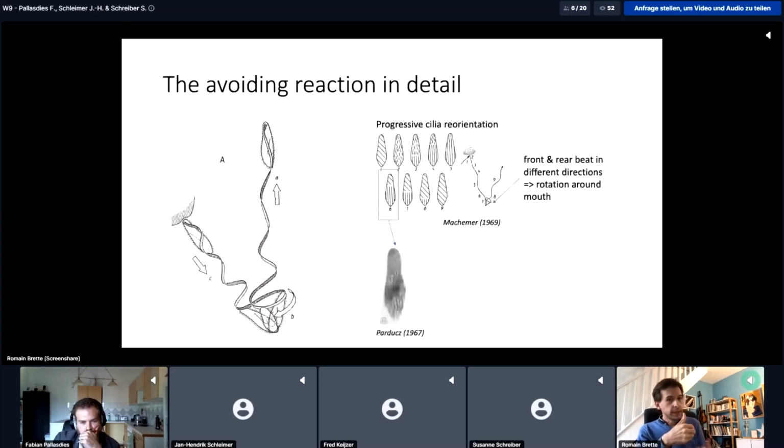And so in detail, what happens during the avoiding reaction is that the cilia revert, the cell swims backward, then it turns and it swims forward again. So how does it turn actually? It turns, probably, it's not entirely clear, but it seems that it turns because the cilia in the rear and the front revert asynchronously. And so it turns around the mouth.